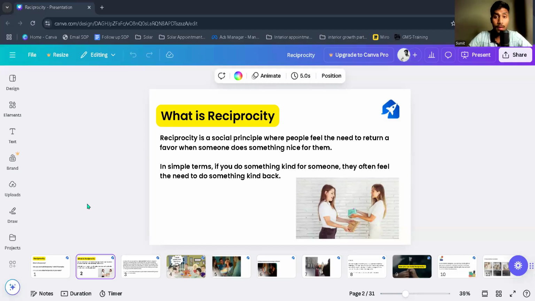So the first and foremost thing is, what is reciprocity? This is the biggest question, a lot of people haven't ever heard what exactly reciprocity means and how you can use it in your business. So reciprocity is a social principle where people feel the need to return a favor when someone does something nice to them. In simple terms, if you do something kind for someone, they often feel they need to do something kind back.